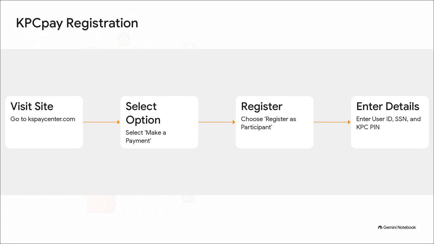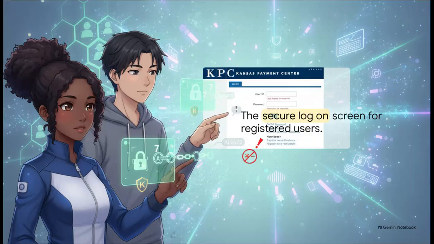This includes creating a user ID, entering your social security number, and typing in your secure KSP PIN. Honestly, getting this done means you completely dodge the cost of stamps, wave goodbye to the worry of lost mail, and you get immediate printable confirmations for every single transaction. Once you've successfully registered, you'll hit a secure login screen every time you return.